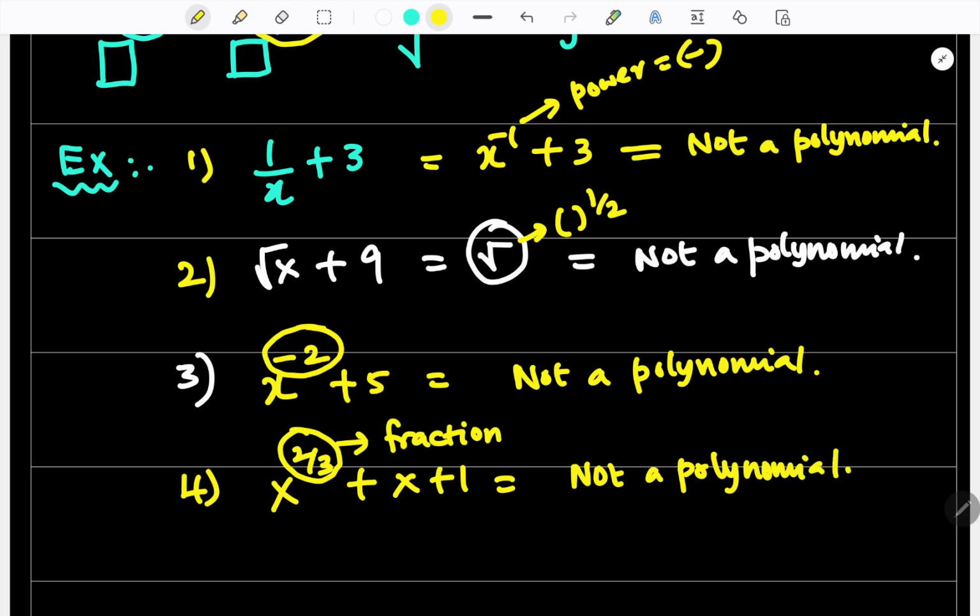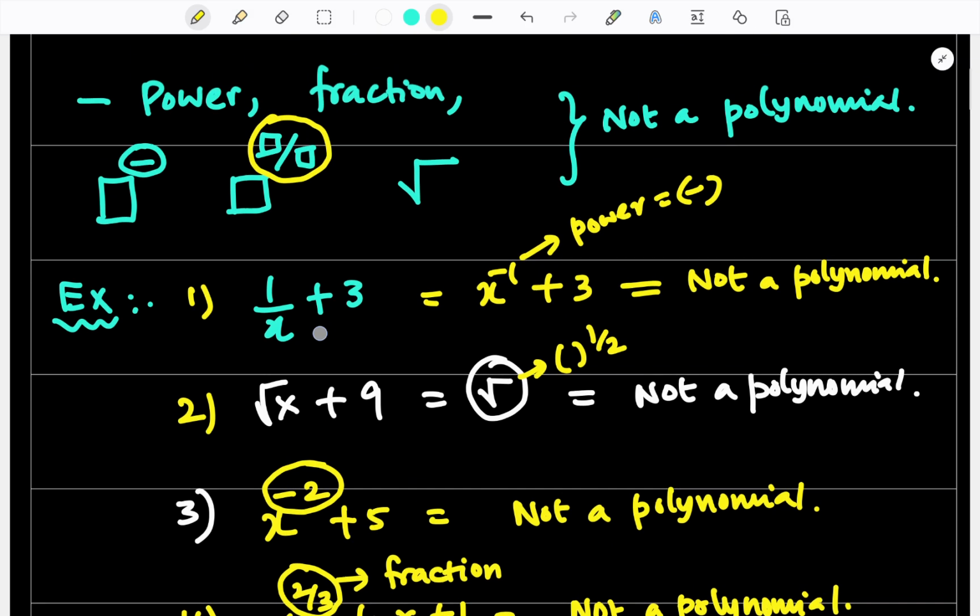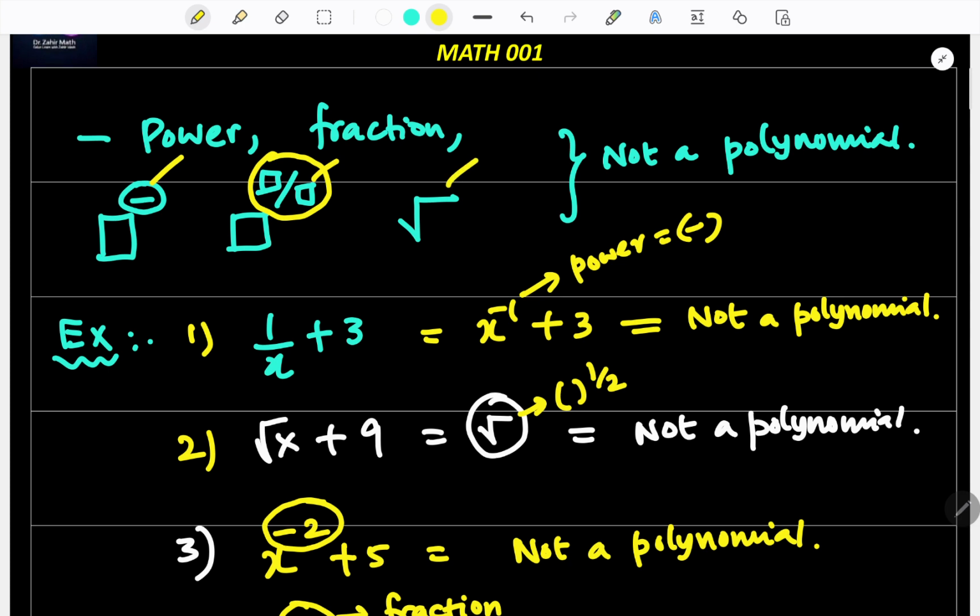Let me give you a clear idea, or in short, I will tell you, polynomial means power of x is whole number. What is whole number? 0, 1, 2, 3, 4, 5, 6, and so on. If the power of x is negative, minus, or fraction, or root, then it is not a polynomial.